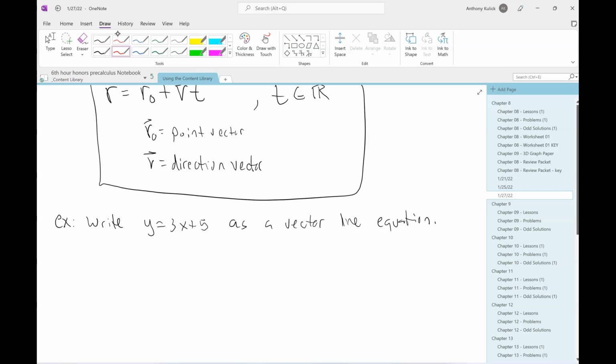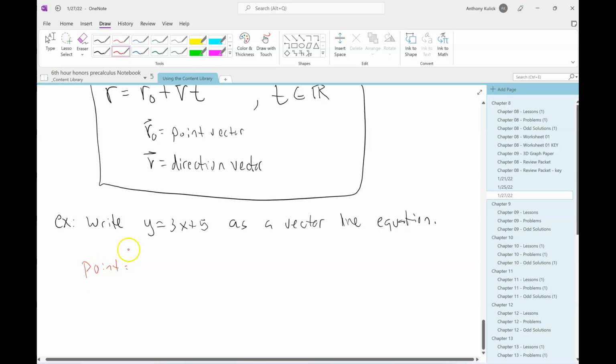So to write a vector line equation, I need a point vector and a slope vector, or a direction vector, excuse me. Correct? So to generate those, I'm just going to take some point on my line. What's an example of a point on this line? 0, 5. I would use the y-intercept also. That seems to make a lot of sense, which gives me my point vector then. Zero, 5. That's really easy.